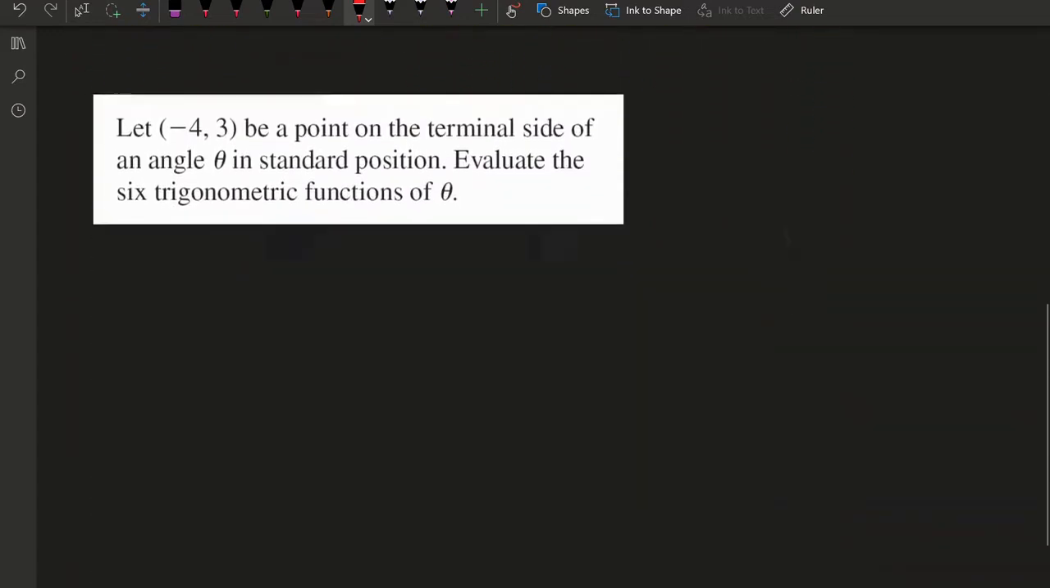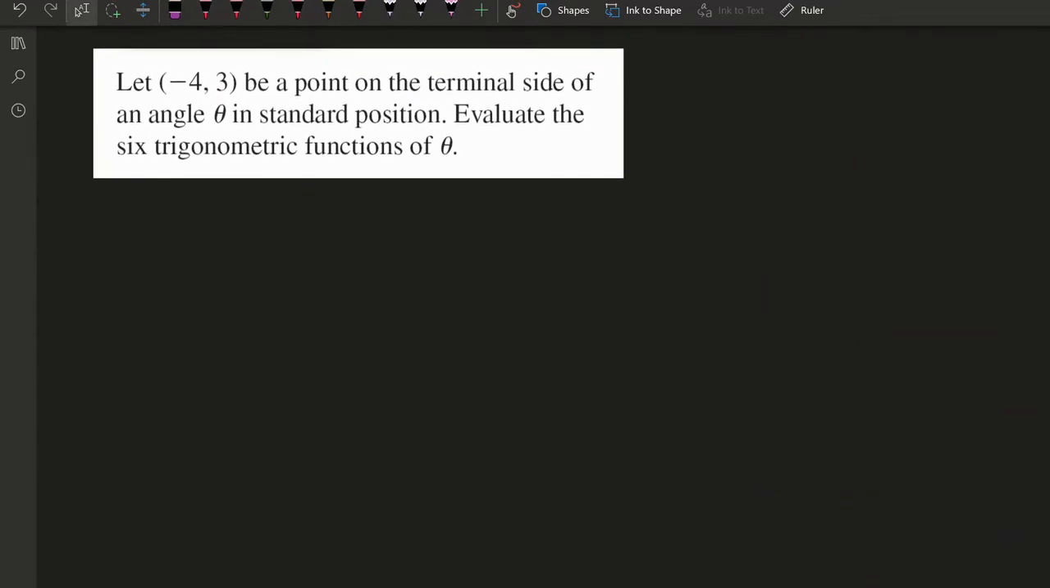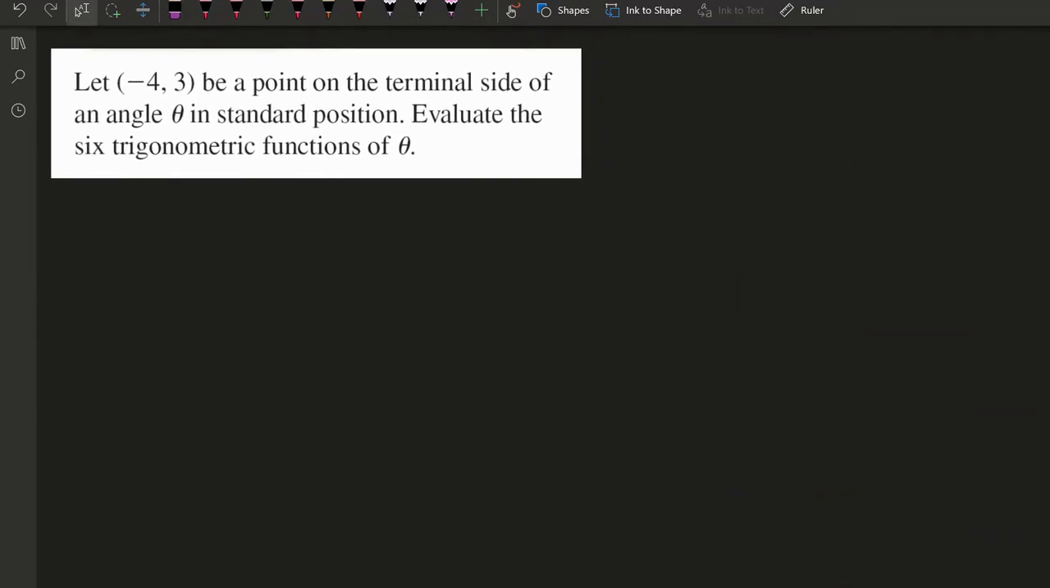Now, let's get into trigonometric functions at any angle. Let (-4, 3) be a point on the terminal side of an angle theta in standard position. Evaluate the six trigonometric functions of theta.